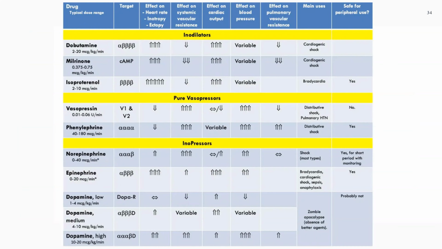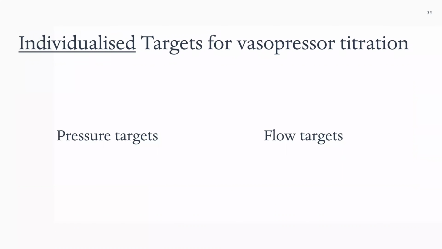This is what we've gone through just now. Something we're going to sit and read tonight. So how do we target vasopressor titration? There's basically two ways. We can do pressure targets and we can do flow targets. And it's not an either or. We should look at both when we use inotropes on our patients. And this should be individualized from patient to patient.